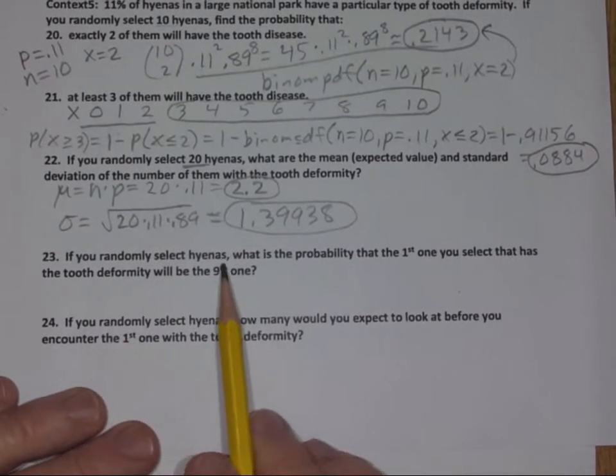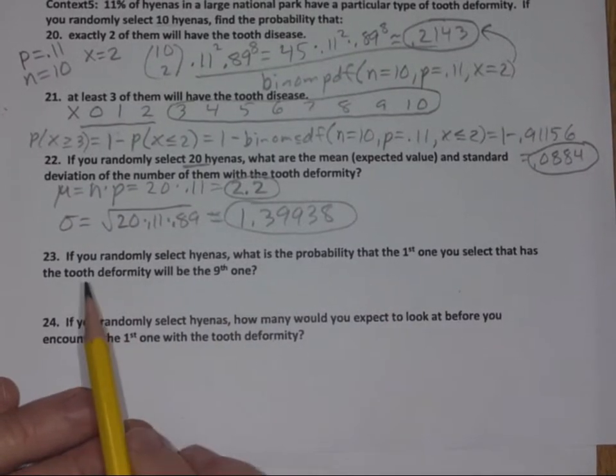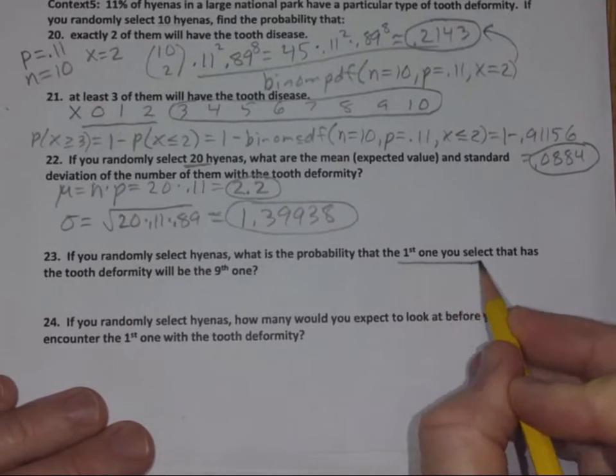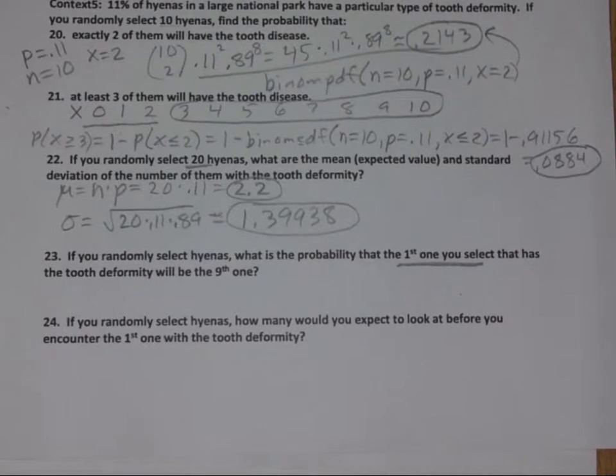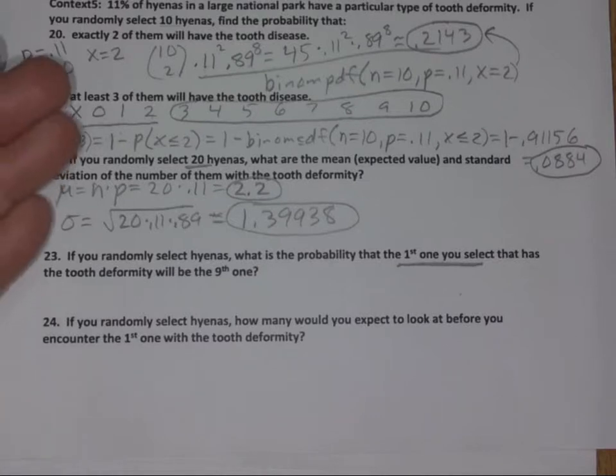If you were to randomly select hyenas, what's the probability that the first one you select has the tooth deformity, the first success? Whenever it asks when your first success is, it's talking about that. That's a geometric situation, where you just need one thing. For whatever reason, somebody needs just one hyena like this. They don't need 2 successes out of 10 or whatever. They just need one success. Or in another context, they're going to find someone to do a job, and what's the probability that their first success is going to happen by a period of time?